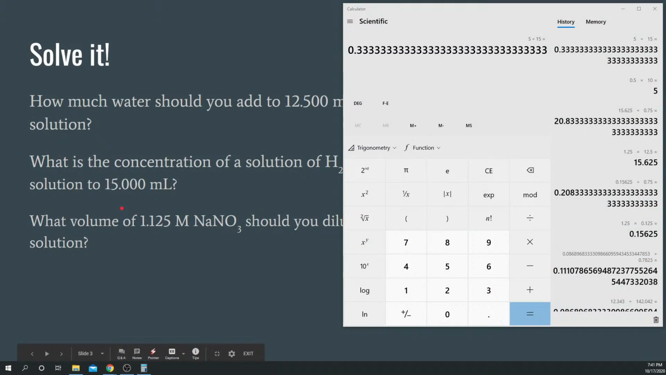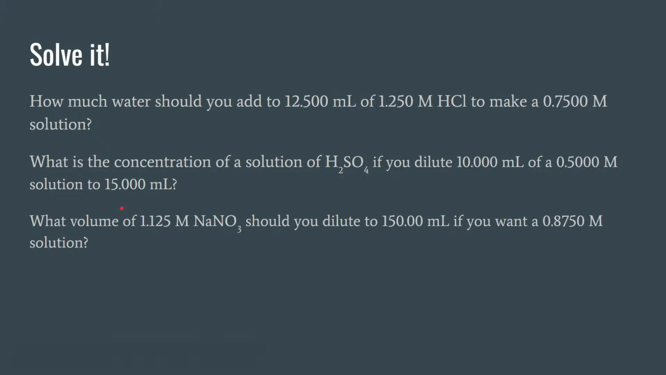What volume of 1.125 molar sodium nitrate should you dilute to 150 mL if you want a 0.8750 molar solution? So this is kind of a weird way of asking it, but you have a stock solution, a big jug of sodium nitrate at 1.125 molar. For some reason, you're doing lab work, you need 150 mL of a lower concentration solution. So you're going to measure out some volume of your sodium nitrate, and you're going to dilute it to 150 mL. What volume are you going to start with?